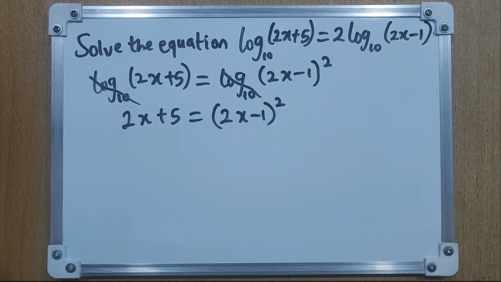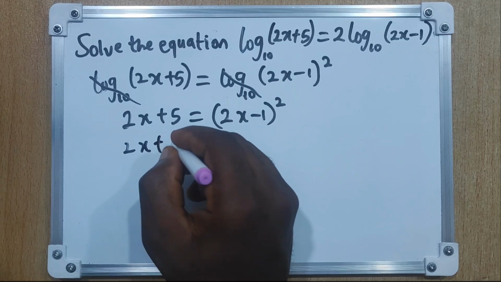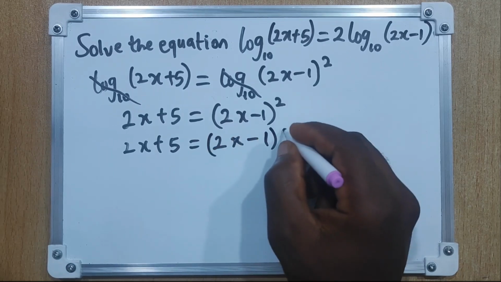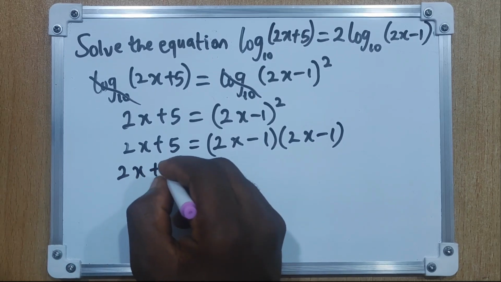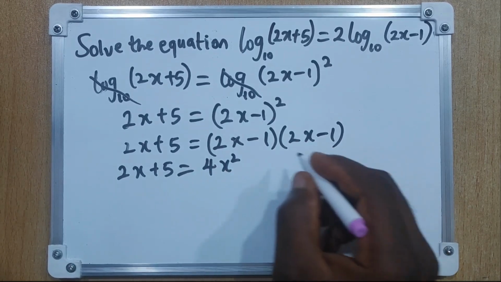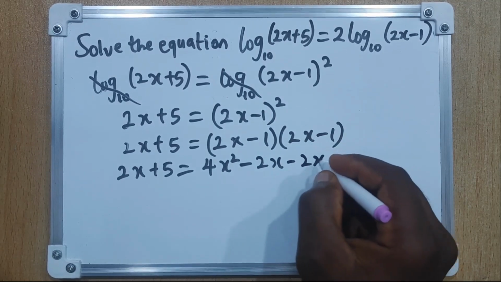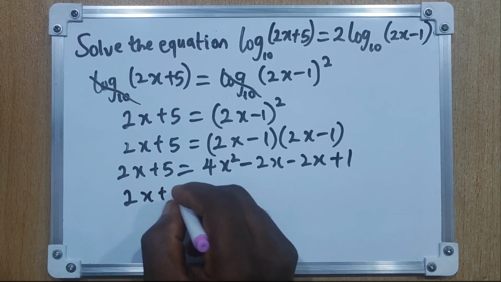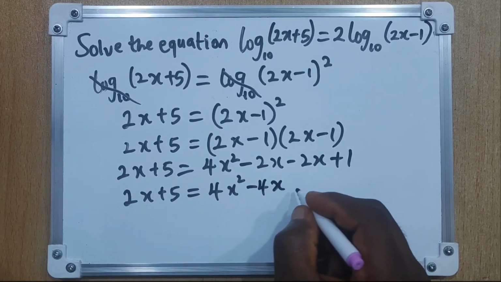At this point what I'll do is to expand this, and this is going to be 2x plus 5 equal to (2x minus 1)(2x minus 1). Now this is 2x plus 5 equals 4x squared. That's multiplying 2x times 2x, and 2x times minus 1 will be minus 2x. Again, minus 1 times 2x is minus 2x. Then this is going to be plus 1. And so I have 2x plus 5 equals 4x squared minus 4x plus 1.